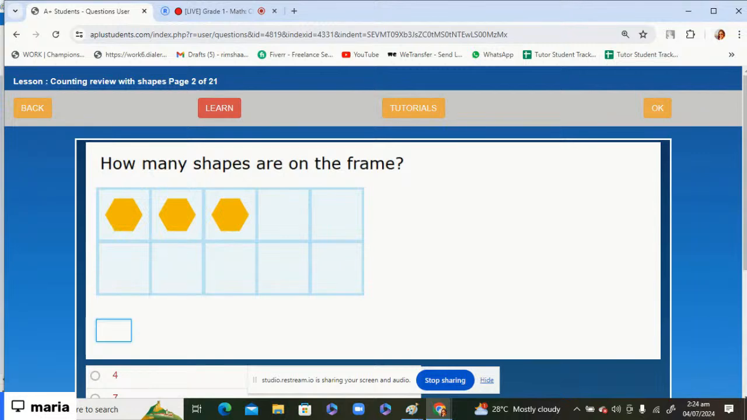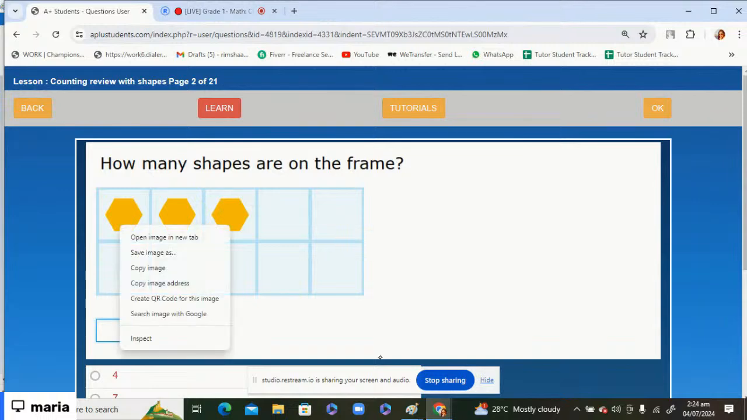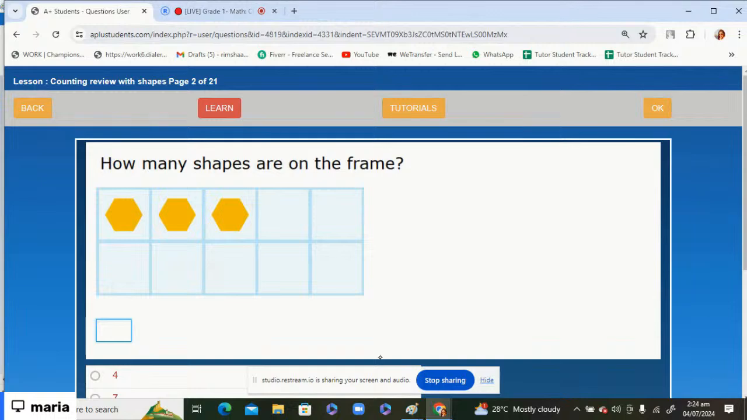Okay, now let's do this one. How many shapes are on the frame? So let's just count how many total shapes there are. It's 1, 2, and 3. Okay, count it again. 1, 2, and 3.